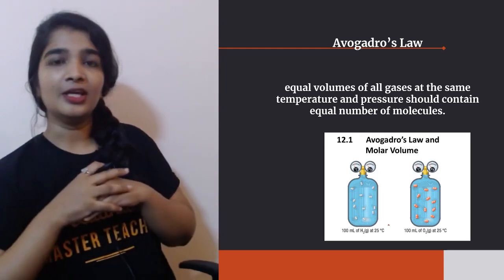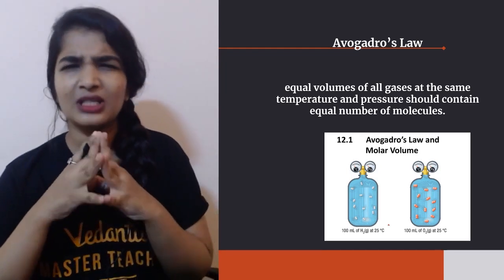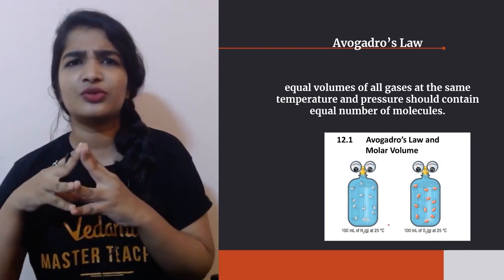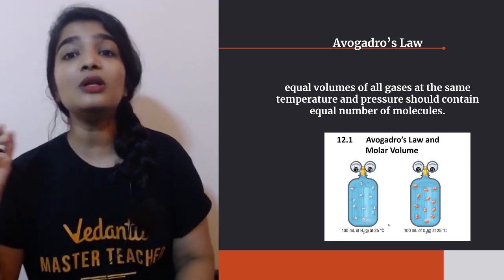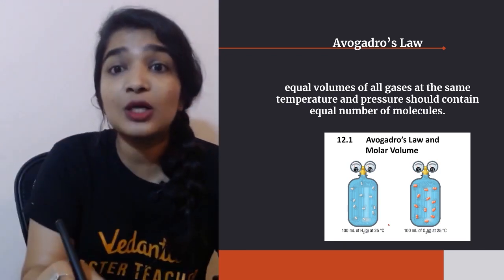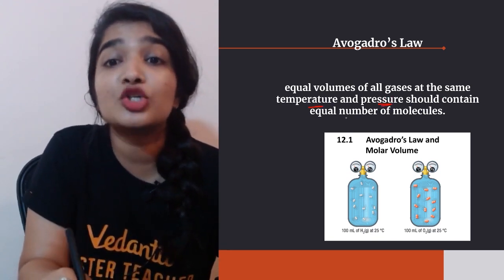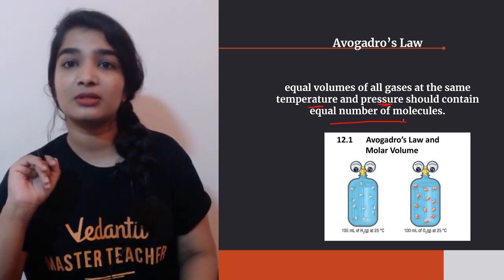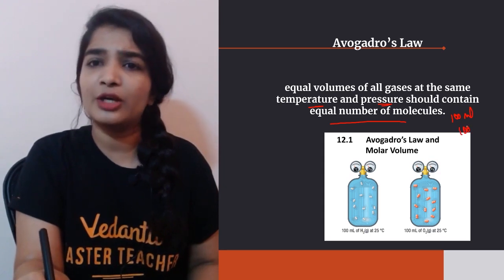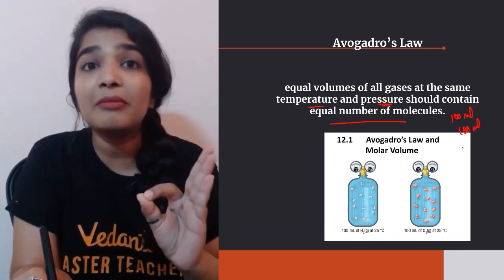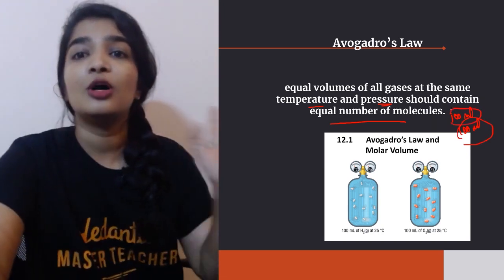Okay, cool. The next law is Avogadro's law. You know the Avogadro number, right? 6.023 into 10 raised to 23. So what this law states is, equal volume of all gases at the same temperature and pressure should contain equal number of molecules. I mean, you take 100 ml of hydrogen, 100 ml of nitrogen. At the same temperature and pressure, they both have to contain the same number of molecules.